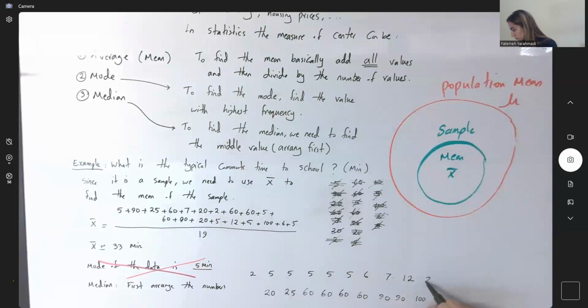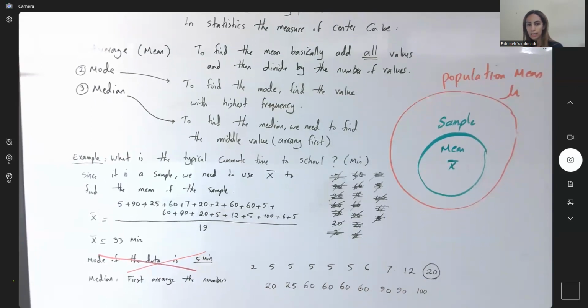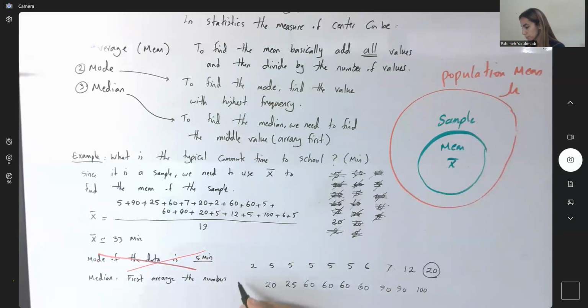So here we have 20 as the middle number. The middle number is going to be 20. 1, 2, 3, 4, 5, 6, 7, 8, 9 numbers on the left. 1, 2, 3, 4, 5, 6, 7, 8, 9 numbers on the right, and 20 is in the middle. So it says, hey, the median is 20 minutes.